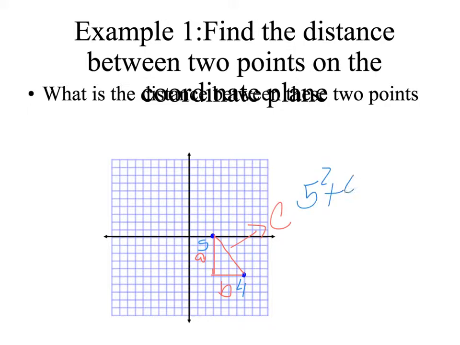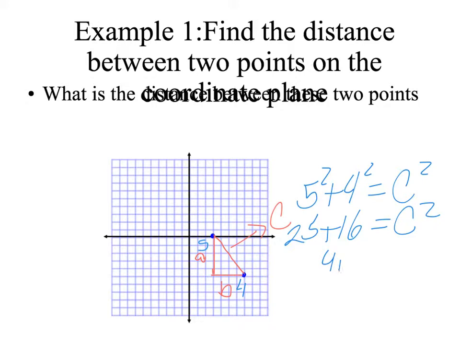So 5 squared plus 4 squared needs to give me C squared. So 25 plus 16 needs to give me C squared. 41 needs to give me C squared. Square root each side in order to get rid of that exponent of 2. When I square root 41, we're going to get 6.4, equaling the distance between those 2 points. We weren't given any sort of measurements for labels or anything like that, so you would just go with 6.4.